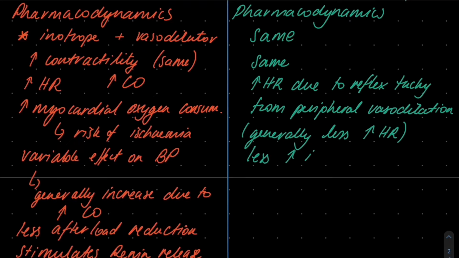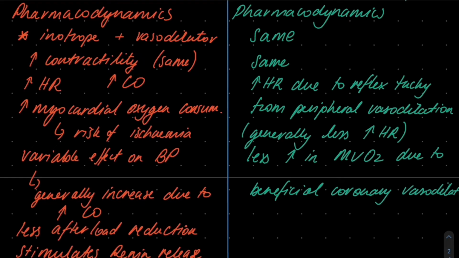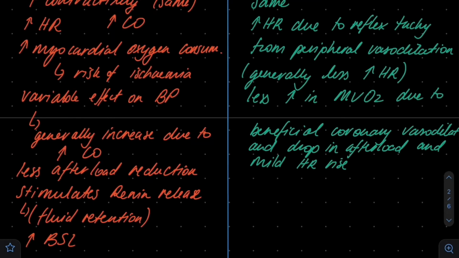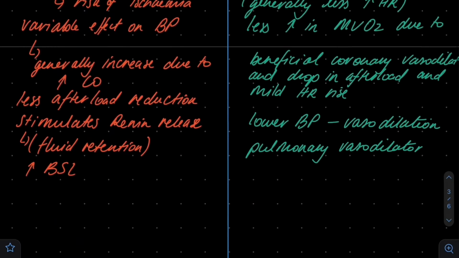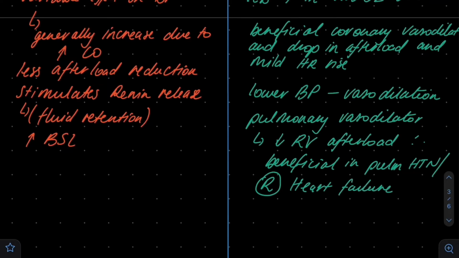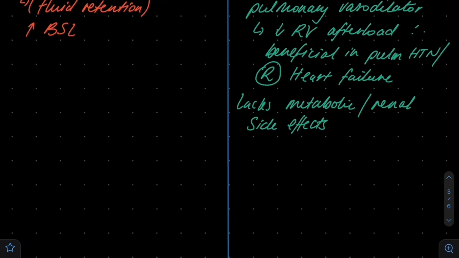It causes less of an increase in myocardial oxygen consumption due to its beneficial coronary vasodilation and the drop in afterload, as well as a small rise in heart rate. It tends to lower blood pressure due to peripheral vasodilation, and it also acts as a pulmonary vasodilator, and this is beneficial because it reduces right ventricular afterload, therefore helps with pulmonary hypertension and right heart failure. It also lacks any of the metabolic or renal side effects that are found with dobutamine.